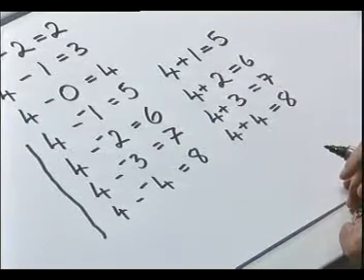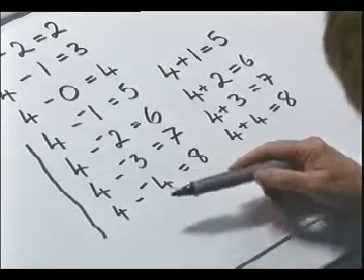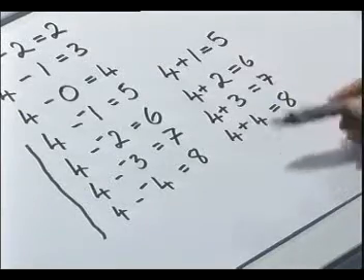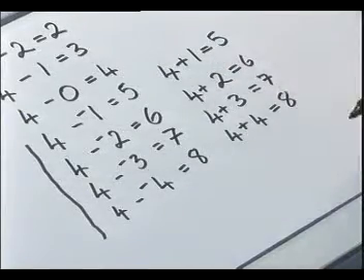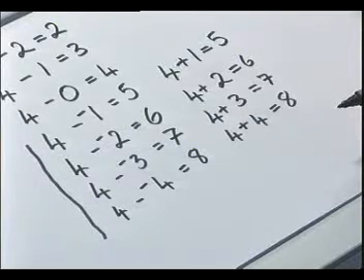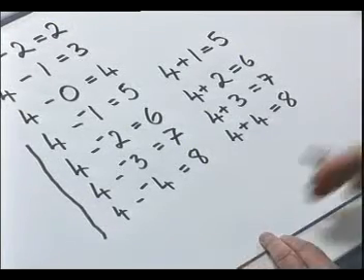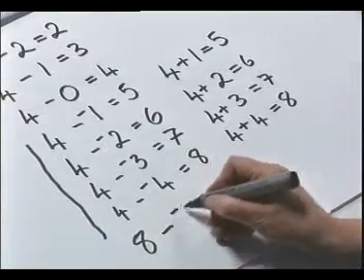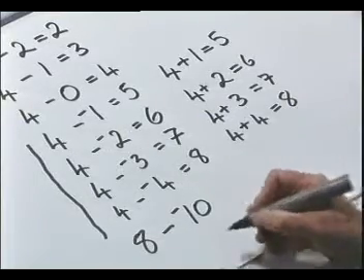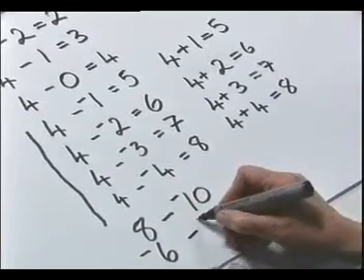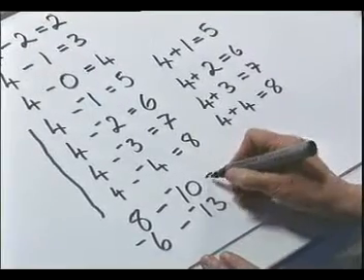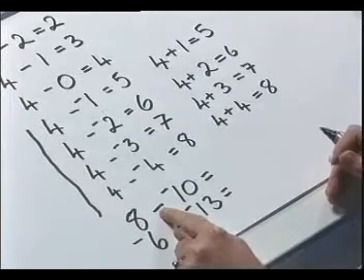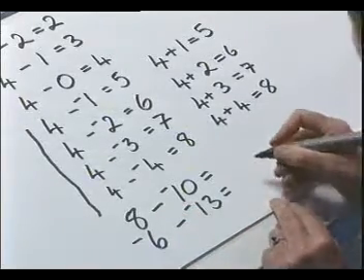So, if we look at our pattern, we can see that when you've got the subtraction of a negative number, that's the same as the addition of a positive number. So we'll use that rule to work out these calculations. If we take 8 subtract negative 10 and negative 6 subtract negative 13, what answers do we get if we use our rule? Well, we change the subtraction to the addition of a positive number.